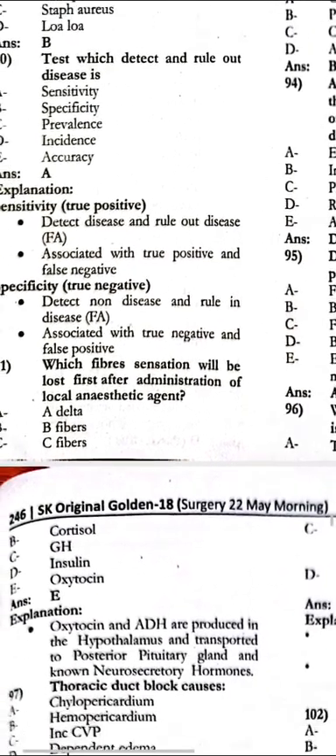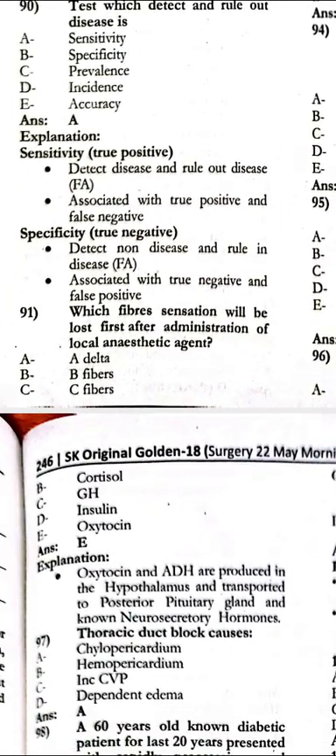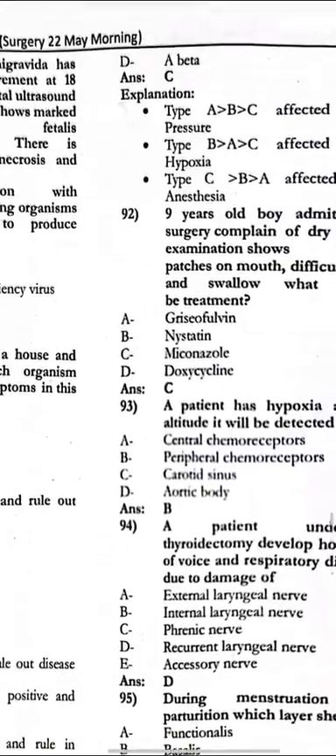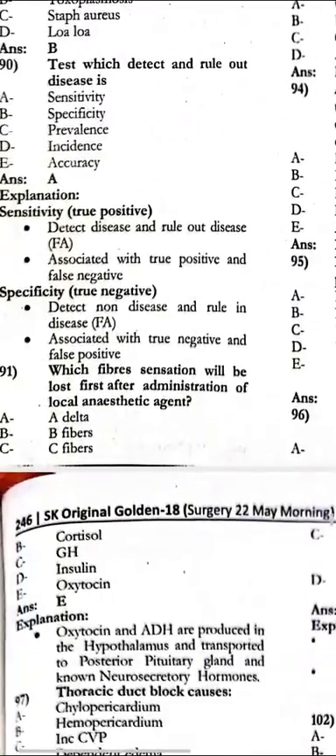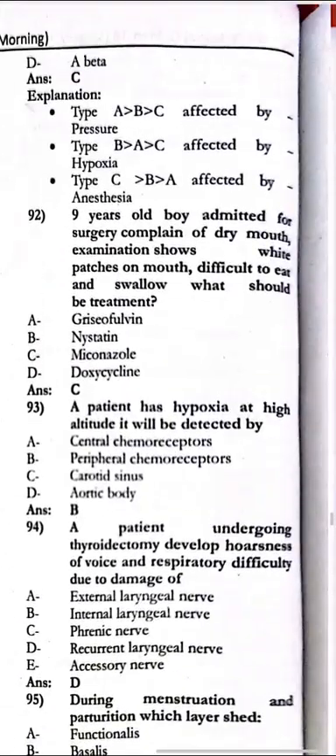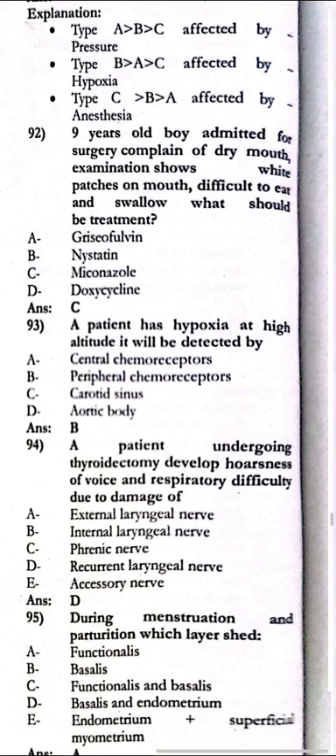Next, which fiber sensation will be lost first after administration of a local anesthetic agent? That is C fibers. A 9 years old boy admitted for surgery, complaint of dry mouth.